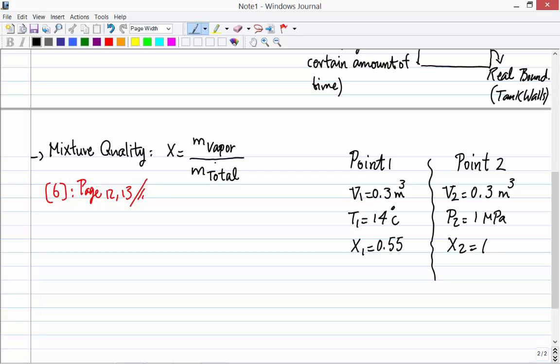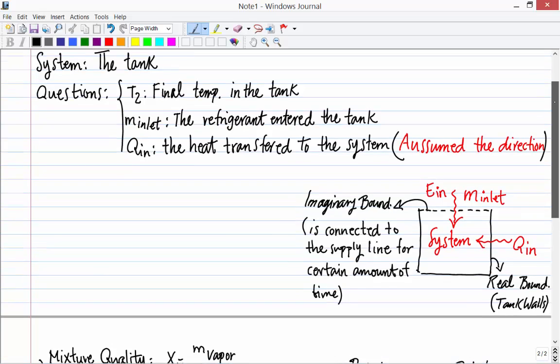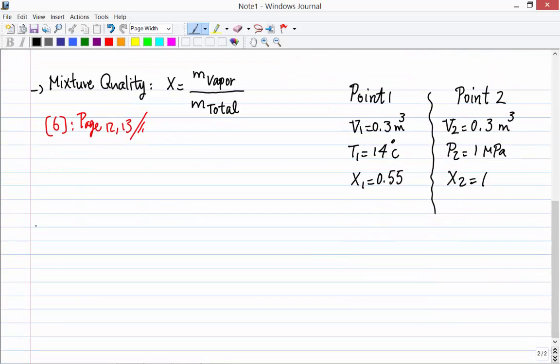The first question was T2, right? So let's find it. T2, how much are you? Okay, let's check our summary table.